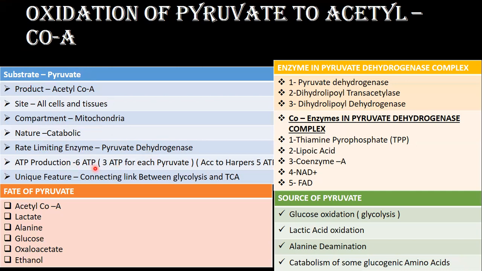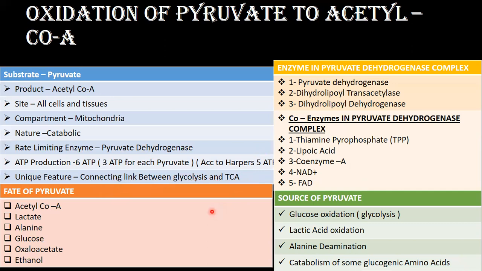ATP production is 6 ATP. That means 3 ATP for each pyruvate, and we have 2 pyruvate molecules, therefore the total ATP produced is 6. But according to Harper's, it is 5 ATP, so just make sure you go through it. Its unique feature or significance is that it's the central step for linking glycolysis with the TCA cycle.